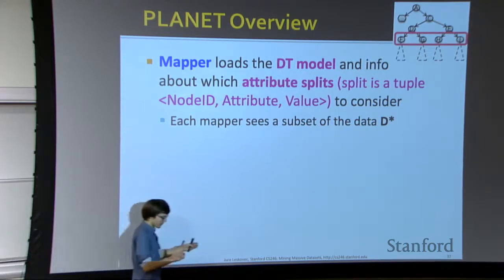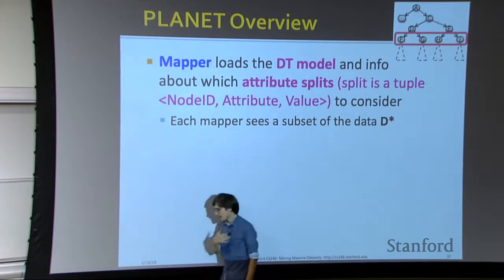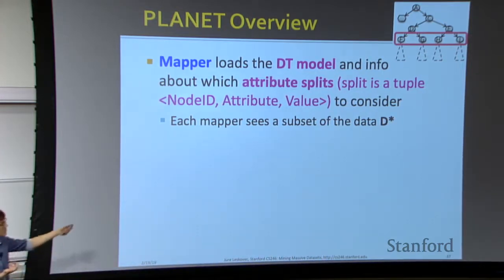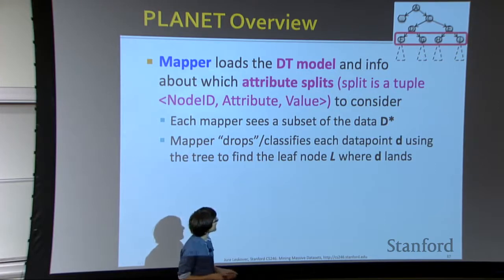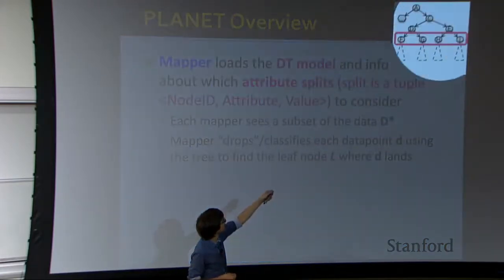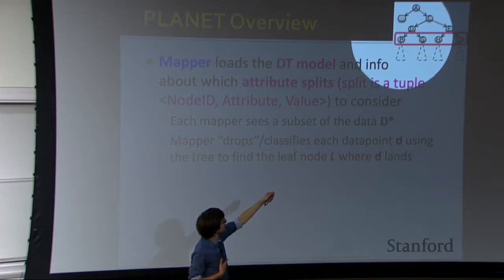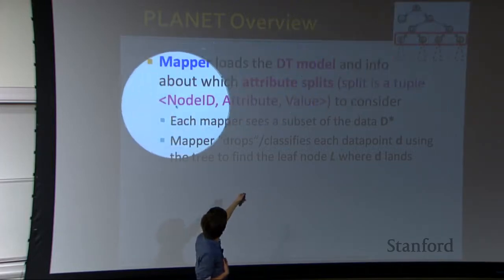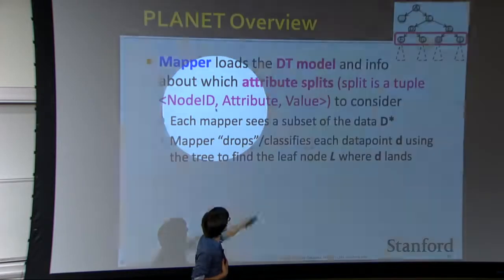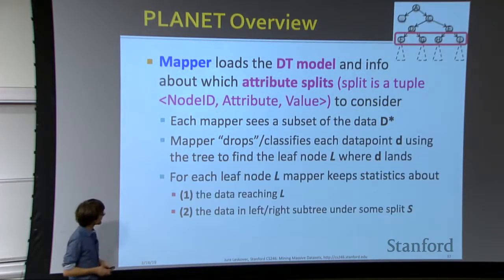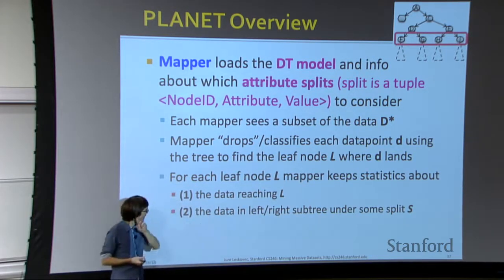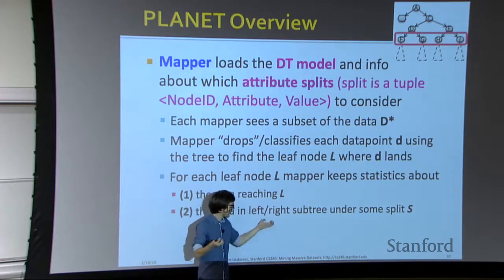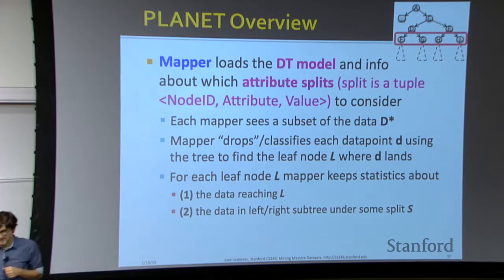And each mapper, because the data is partitioned, sees a subset of the data and evaluates the quality or the score of each of the splits on its own subset of data. The way it does this is that it takes a data point and drops it into this partially labeled tree, and then sees where the data point lands, and if it lands in F, then this can be used for all the splits that consider node F, and so on. And for each leaf node, the mapper will now keep the statistics. What is the data that's reaching that leaf node? And then how the data gets split to the left and to the right under this candidate split S, okay?